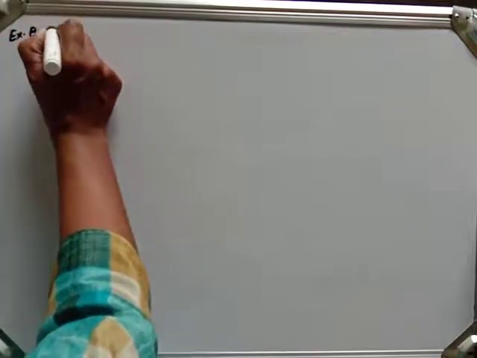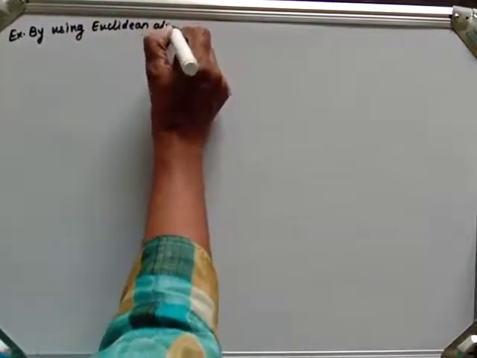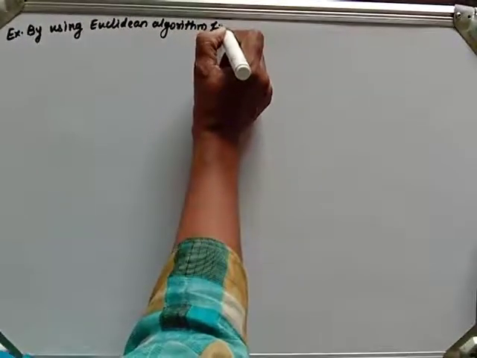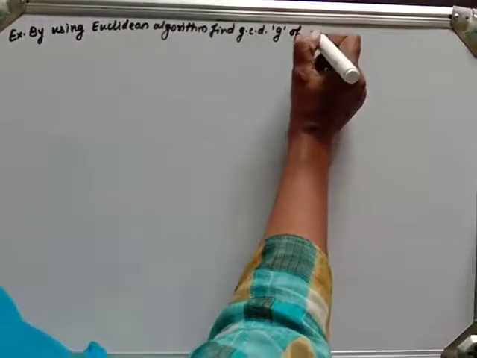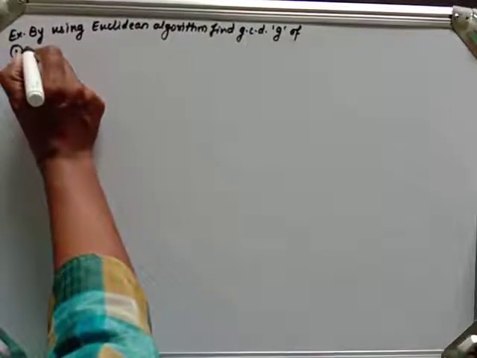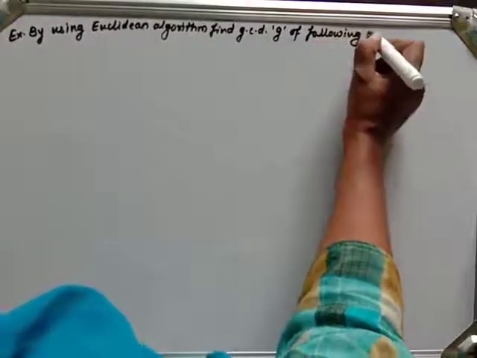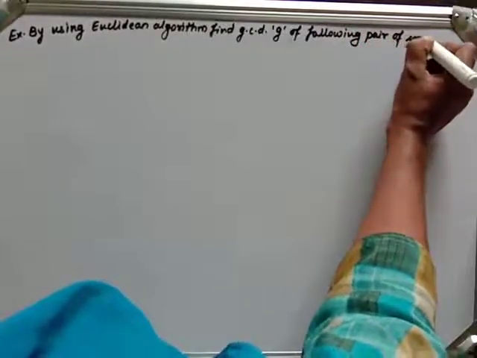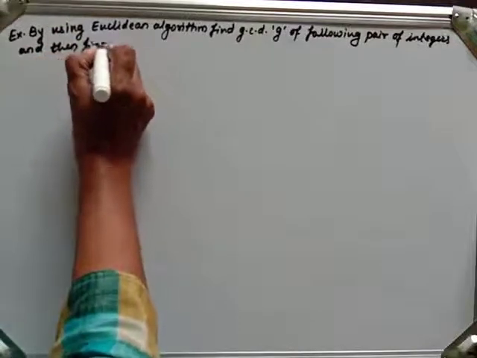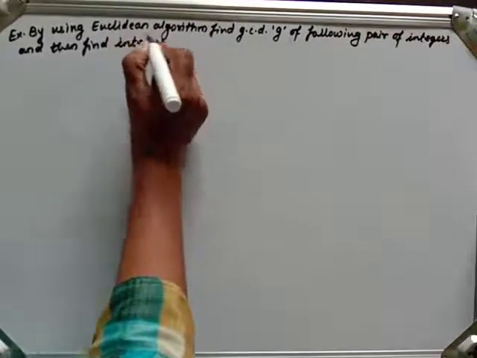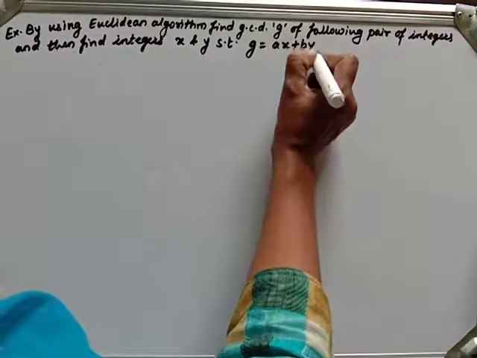Suppose by using Euclidean algorithm, find GCD, that is suppose GCD of the following pair of integers, and then find integers x and y such that GCD can be written as the linear combination of these integers.